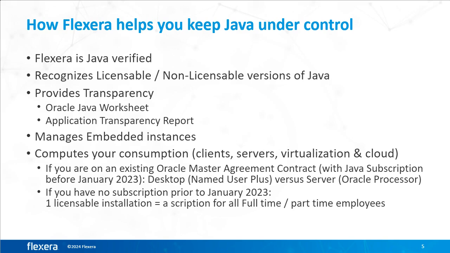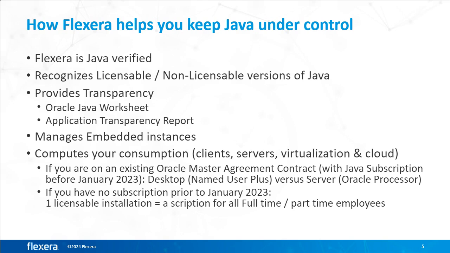The second one is the key challenge of what is a licensable or non-licensable version of Java. Meaning, is it a mandatory commercial one? Is it the free one? So this is another challenge. We then have two key artifacts, two reports mentioned here, providing the transparency. One is the Oracle Java worksheet, and I will cover the application transparency report.